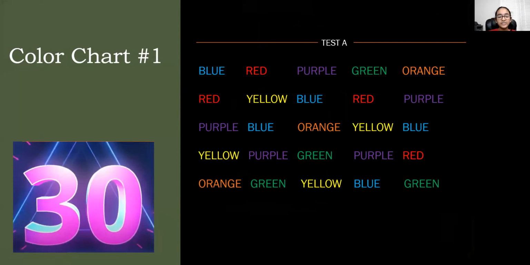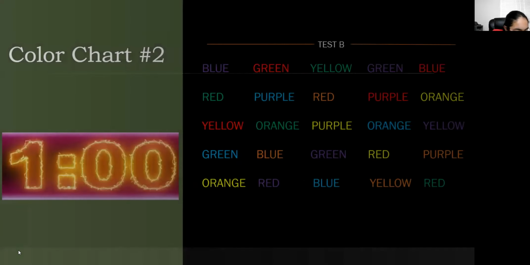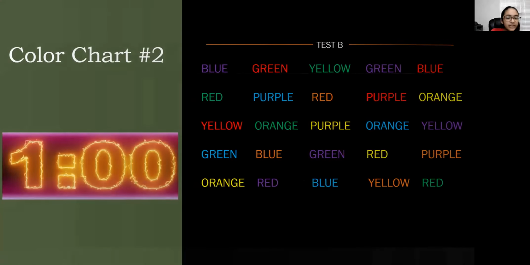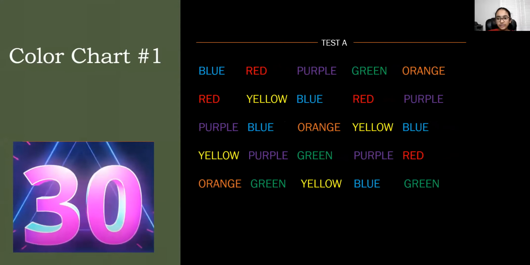So before you, I have a color chart. So over here, I listed the different colors, and I want you guys to try and challenge yourself by reading the color of each word, not the word that is written, but the color of each word. I'll give you guys around 30 seconds, and you guys can go, you can time yourself, and I'll let this run.